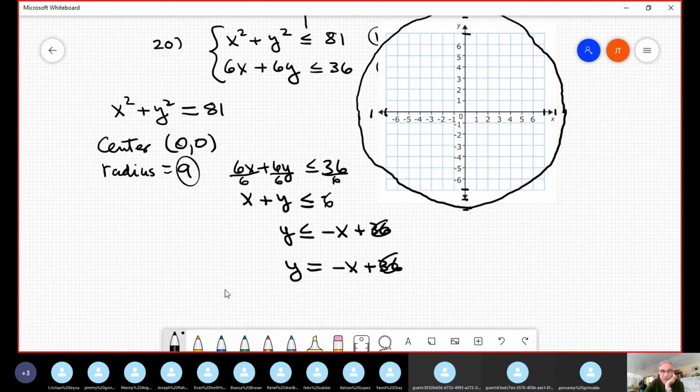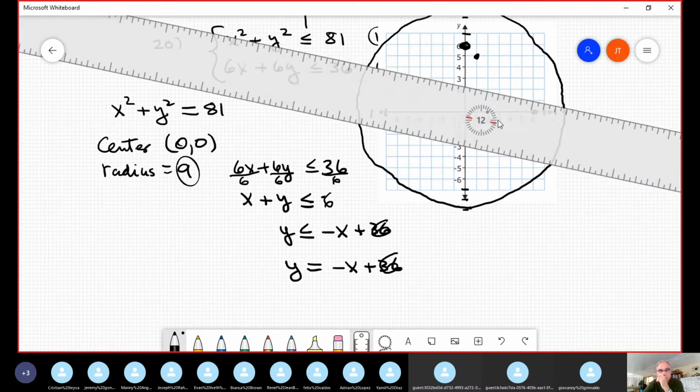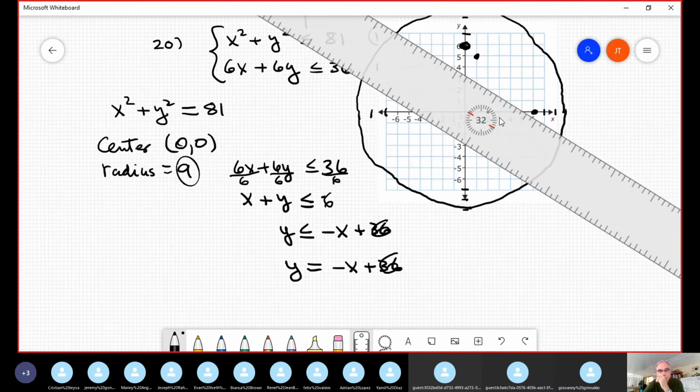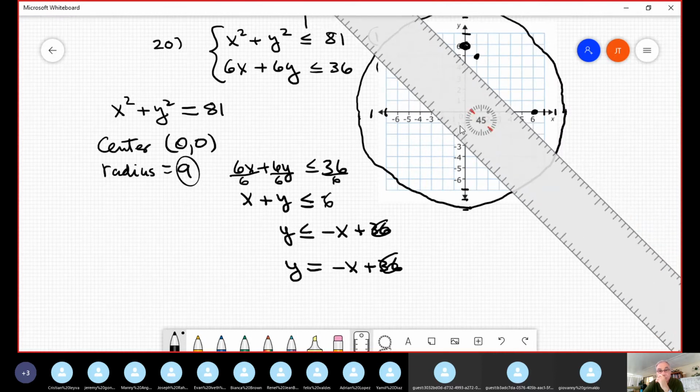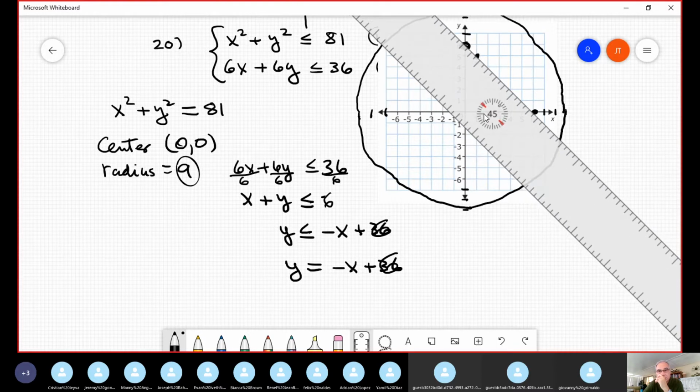Now the y-intercept is 6. The slope is -1. That means it's 1 down and 1 to the right. And we connect this point by the line, passing through 6, 0, which is the x-intercept, and this is the y-intercept. Again, 45 degrees, I suppose. Yes.